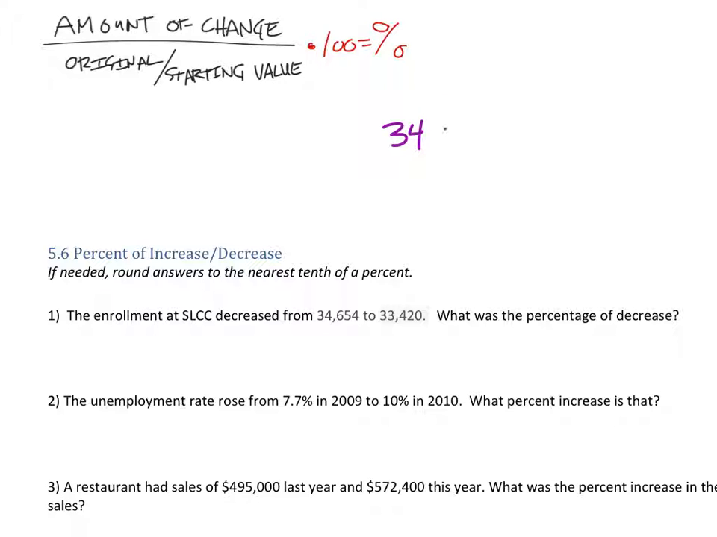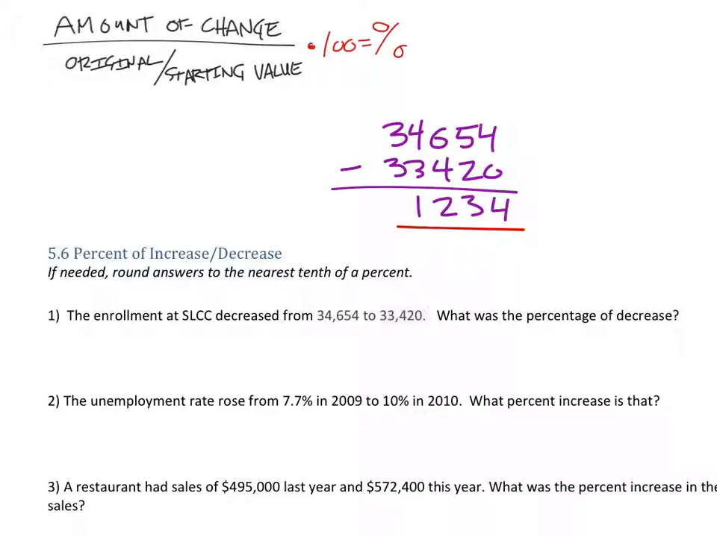So 34,654, and then we'll subtract 33,420. So 4, 3, 2, 1. Oh, that worked out pretty good. So there was a change of 1,234. And now we'll just take that and divide it by the original.